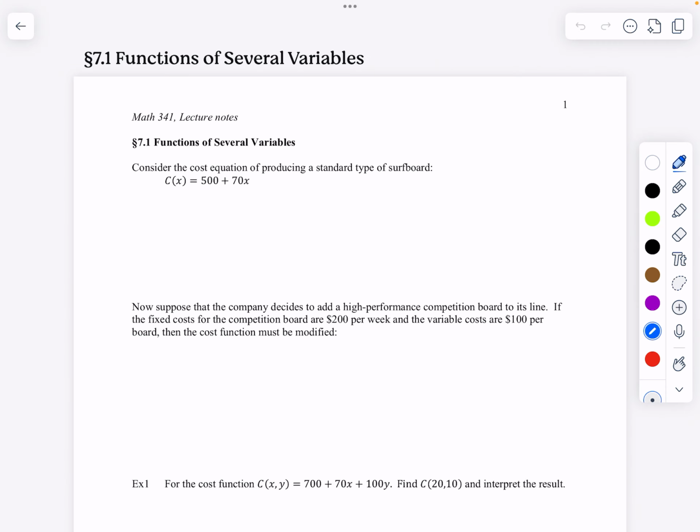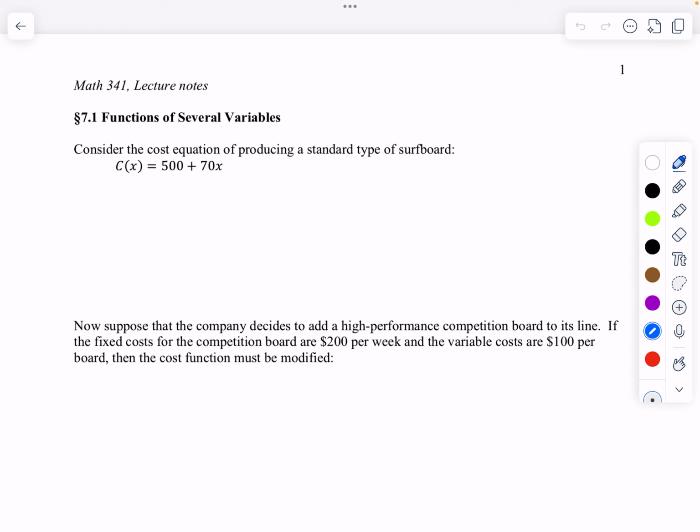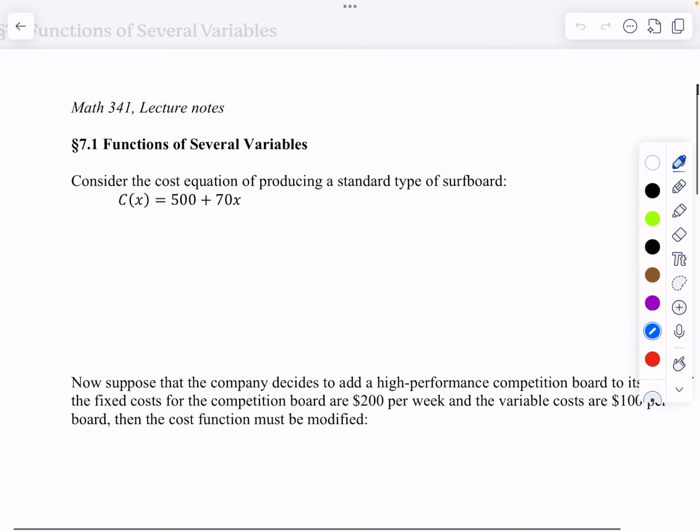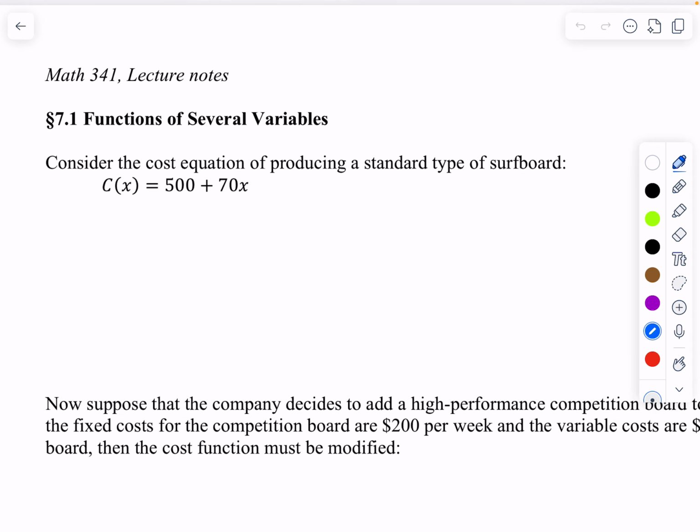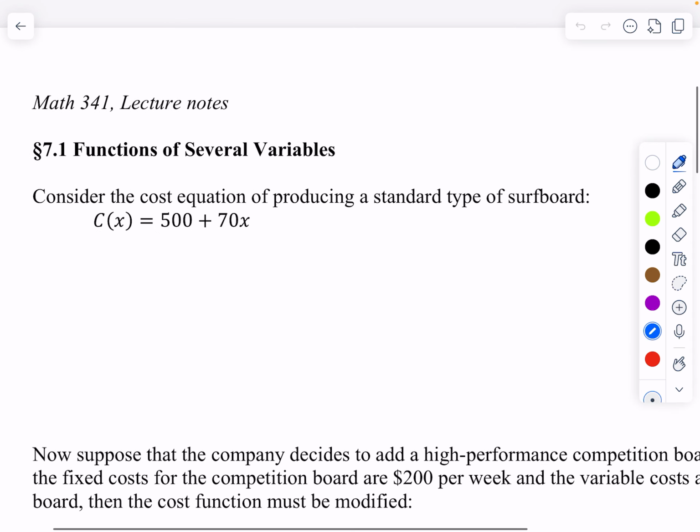Alright guys, in this video we're going to cover a brief introduction to functions of several variables, and perhaps one or two applications of functions of several variables. So we'd like to start out by considering this equation: C of x equals 500 plus 70x.